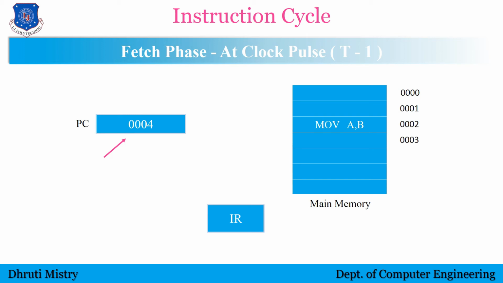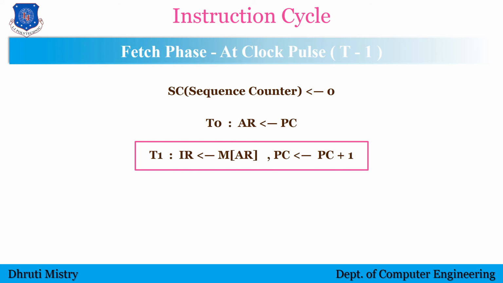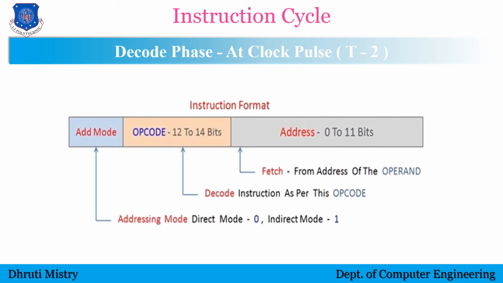Here you can see the micro operations of the same operation at the T1 clock cycle. The 16-bit instruction register format has 3 parts, which include the addressing mode at the 15th bit, the OP code at bits 12 to 14, and the operand address at bits 0 to 11.